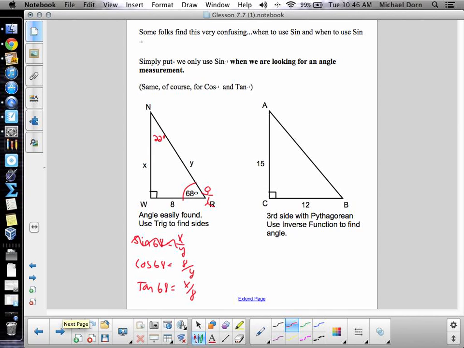So the sine equation can't be solved, but these two can be. From cosine, we get y equals 8 over cosine 68. And from tangent, we get 8 times tan 68 equals x. So I just plug those numbers in my calculator. Boom, we're done. No problem. What the calculator is doing is putting in the decimal value for these ratios. That's essentially what it's doing.